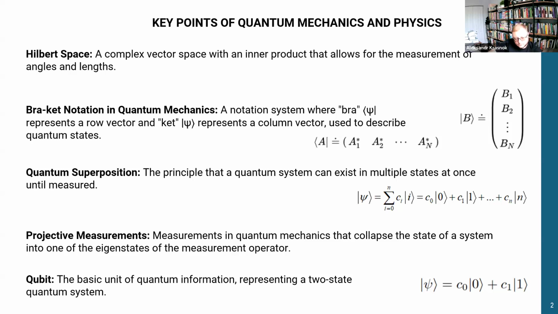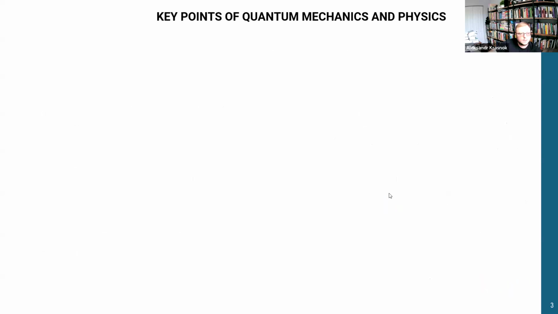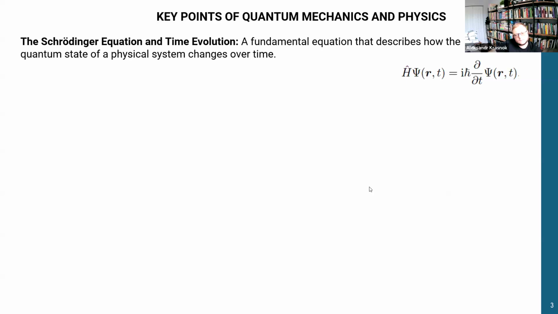A qubit is the simplest possible quantum system. It's just a system with two possible quantum states, two possible basis vectors, and the corresponding Hilbert space is two-dimensional. And when we measure a qubit, we get either state 0 or 1 with the corresponding probability given by C sub 0 and C sub 1.